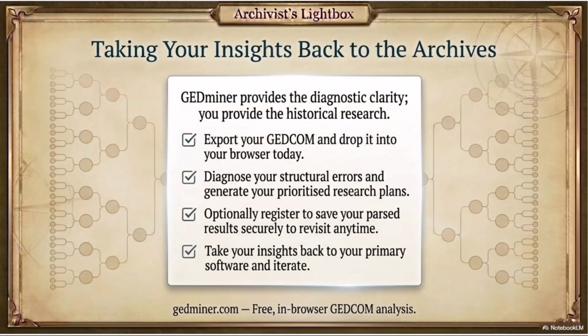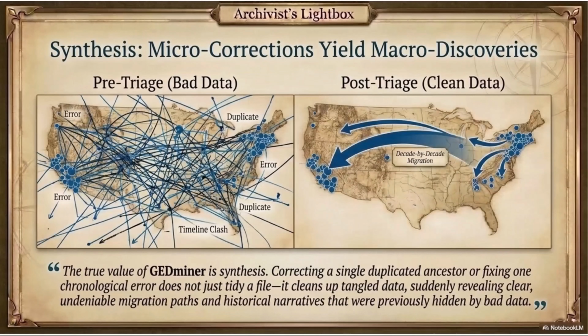The true value of this methodology lies in synthesis. As you can see when comparing a pre-triage map to a clean post-triage map, fixing small errors has a massive macro effect. Correcting a single duplicate individual or a minor timeline clash completely untangles your data, suddenly revealing clear, undeniable migration paths and historical narratives that were once lost in the noise. GED Miner provides the diagnostic clarity, while you provide the historical expertise.